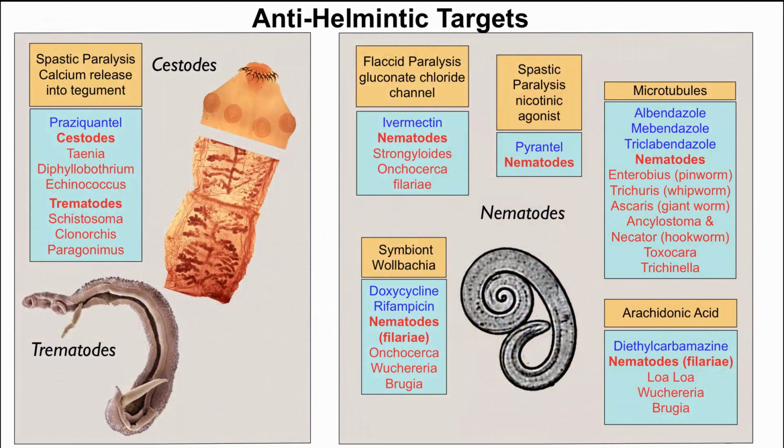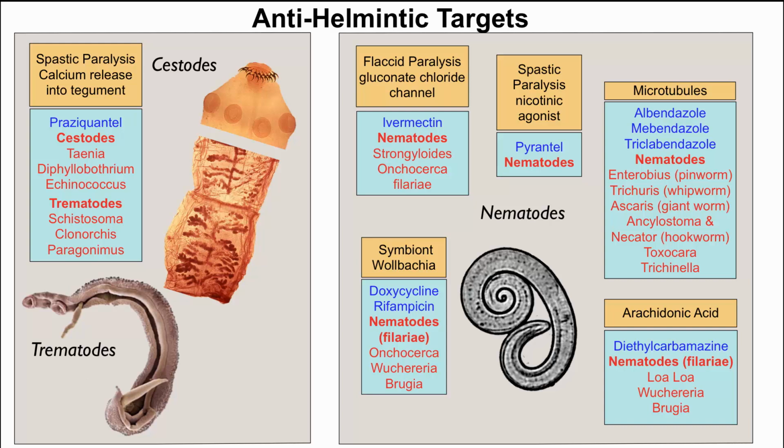Our final map is on antihelminthic targets, which are drugs that treat helminths or worm infections. Worms are divided into roundworms, the nematodes, those on the right, and flatworms, which are cestodes or trematodes, those on the left. As you can see in the slide, all the flatworms can actually be treated by one drug called praziquantel. It causes spastic paralysis of the worm.